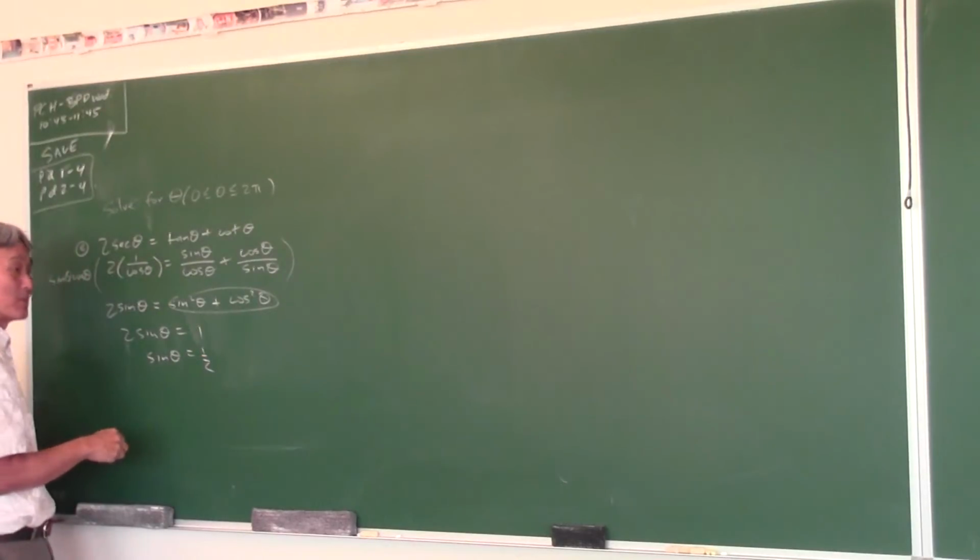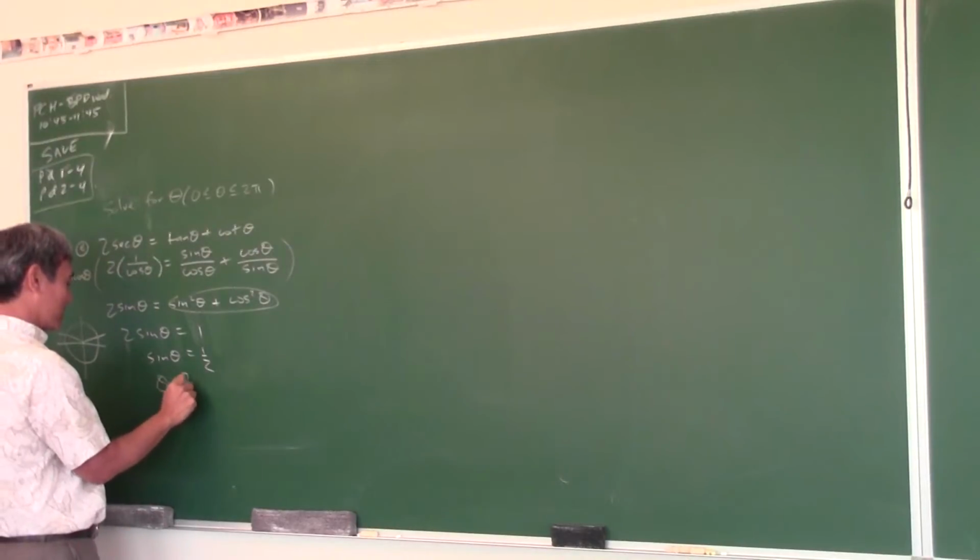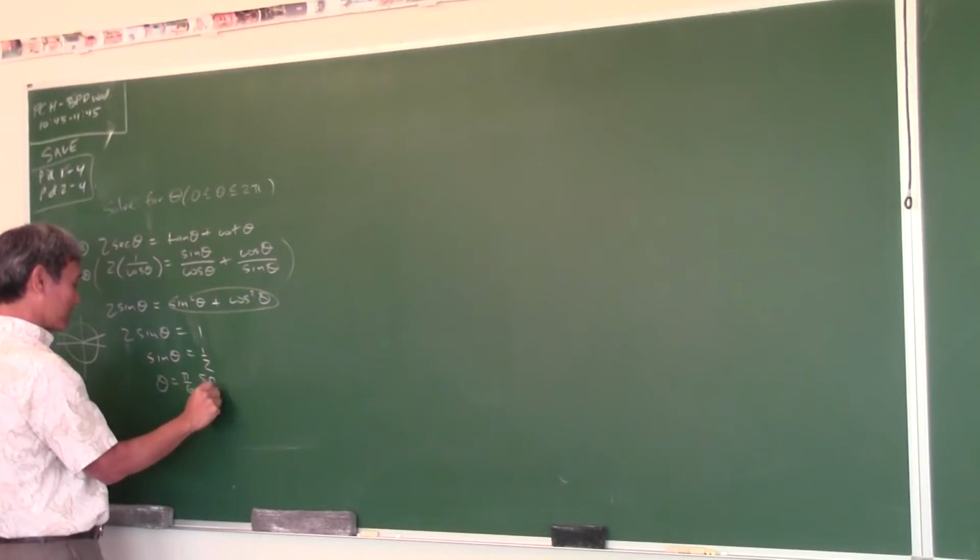Hey, that's a number I'm supposed to know. And if you have your unit circle drawn on your paper, you just look at it, otherwise keep on drawing. Where is sine 1/2? Either there or there. So that would be pi over 6 and 5 pi over 6.